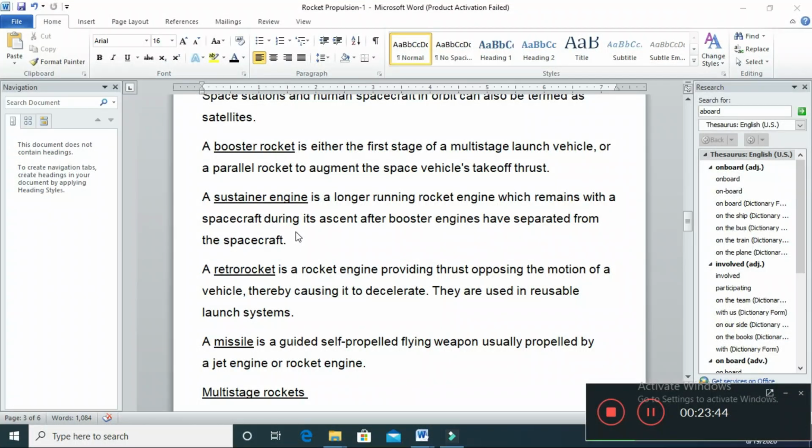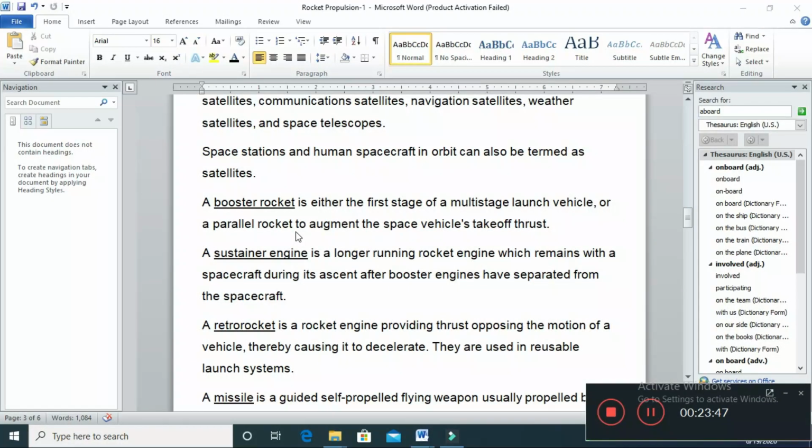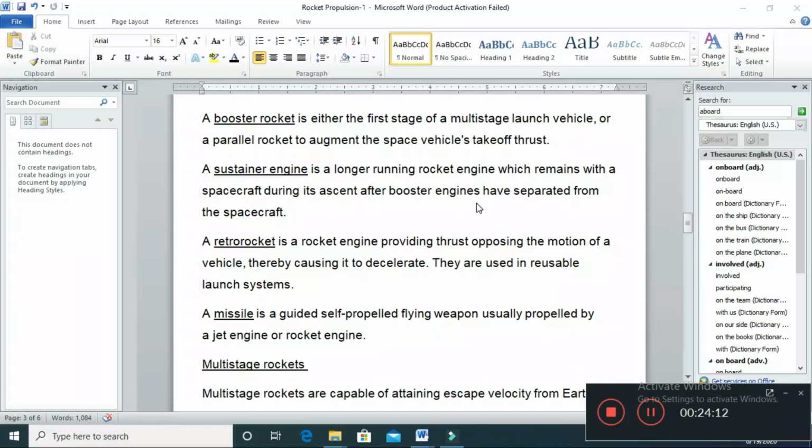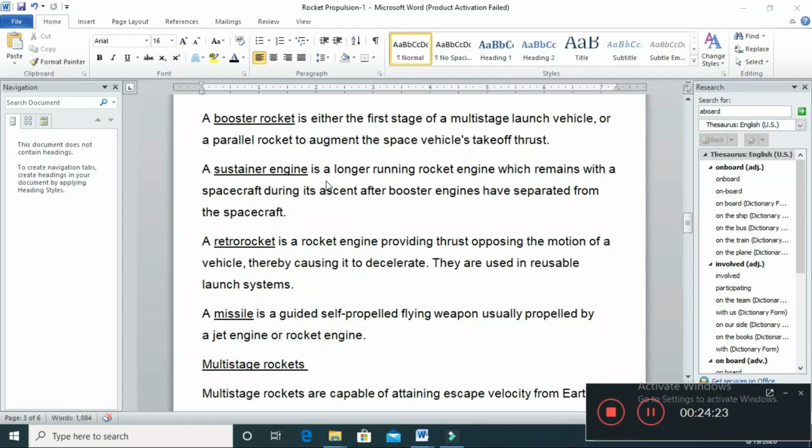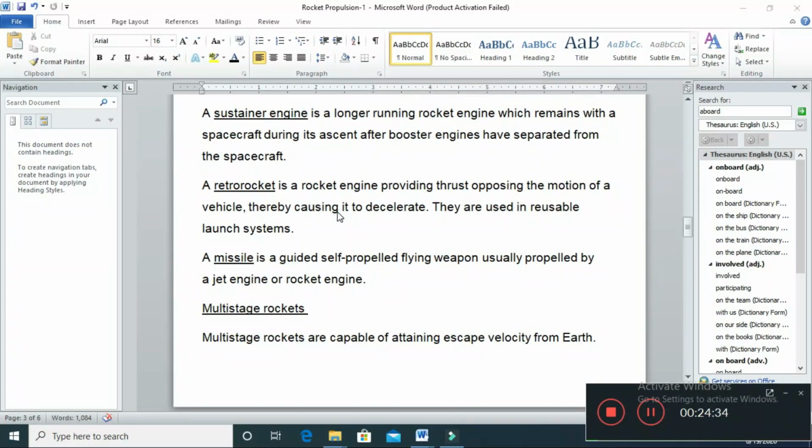There are other types of rocket based on the purposes. One is booster rocket. The purpose of the booster rocket is to move the launch vehicle and to augment the space vehicle takeoff thrust. So this is usually the first stage, or one of the initial stages, so that the launch vehicle can move into the outer space. After the booster rocket, there is sustainer engine or a sustainer rocket. The purpose is to continue the motion once it has reached the space region. The purpose of the sustainer rocket is to provide the further motion of the spacecraft.